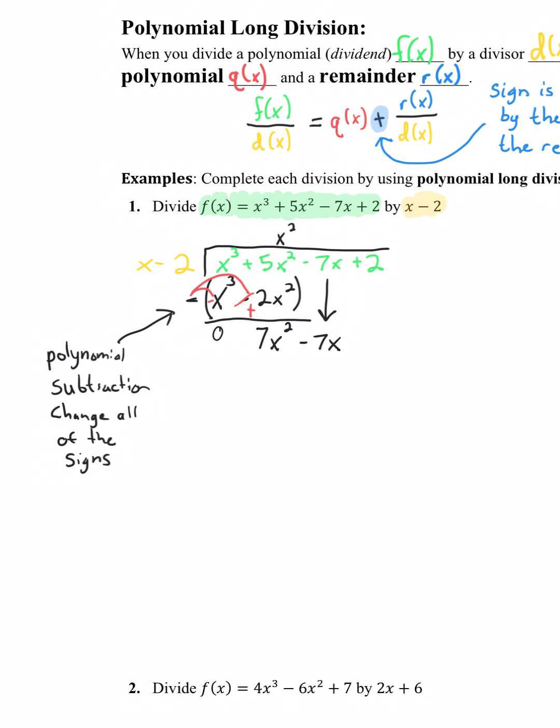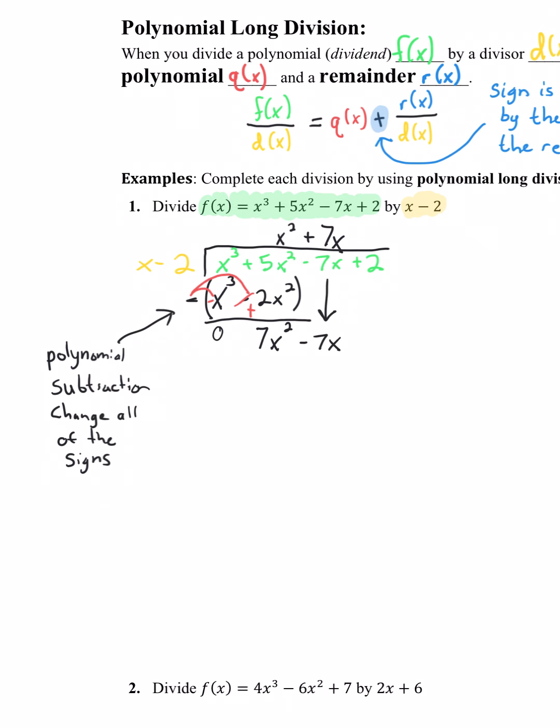And then we go back to our divisor, the x minus 2. I'm going to cover up the 2 again temporarily. And I'm going to ask myself, x times what equals this 7x squared down here? X times what equals 7x squared? And it turns out it's going to be a positive 7x. That's where I get that number from.